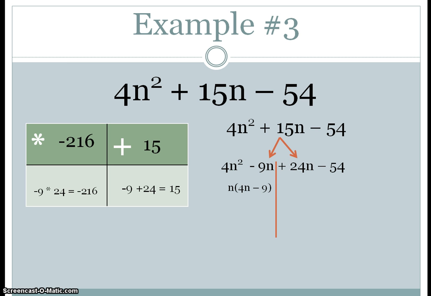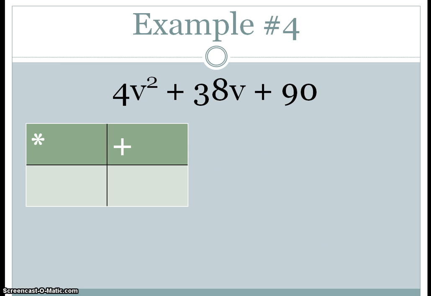We're going to be pulling out a positive 6, and we will once again be left with 4n minus 9, which is the same thing on both sides. That represents our very first of the two binomials. The two things we pulled out, the n and the plus 6, represent our second of the two binomials, so we'll write it out as n plus 6. So our final answer would be 4n minus 9 times n plus 6.